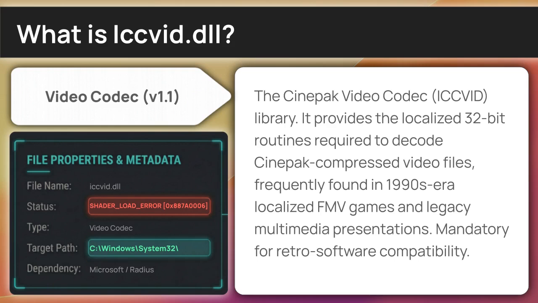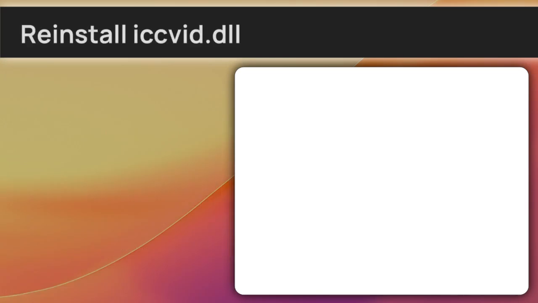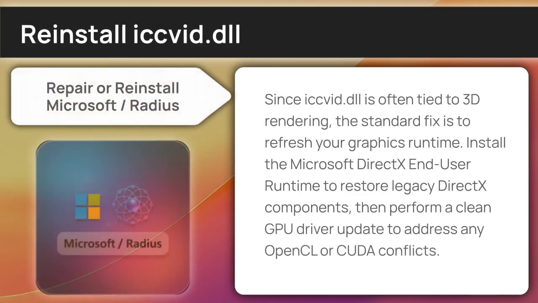Knowing the file's purpose is helpful, but now we need to physically restore it. Since Iccvid Library DLL is often tied to 3D rendering, the standard fix is to refresh your graphics runtime. Install the Microsoft DirectX end-user runtime to restore legacy DirectX components, then perform a clean GPU driver update to address any OpenCL or CUDA conflicts.